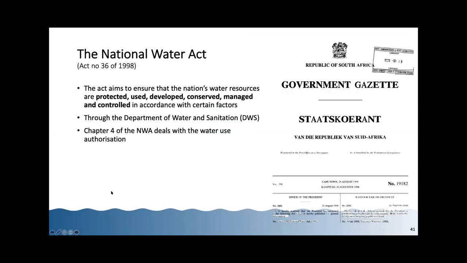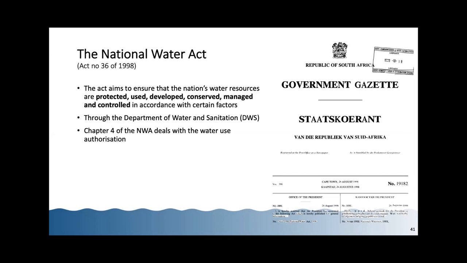Okay, so I want to start with the National Water Act. This is where the basis is for legislation and why it also helps us govern and decide how we need to register our water. The main aim of this act is to protect, use, develop, conserve, manage, and control within accordance of certain factors our resources, and our groundwater resource is one of them.